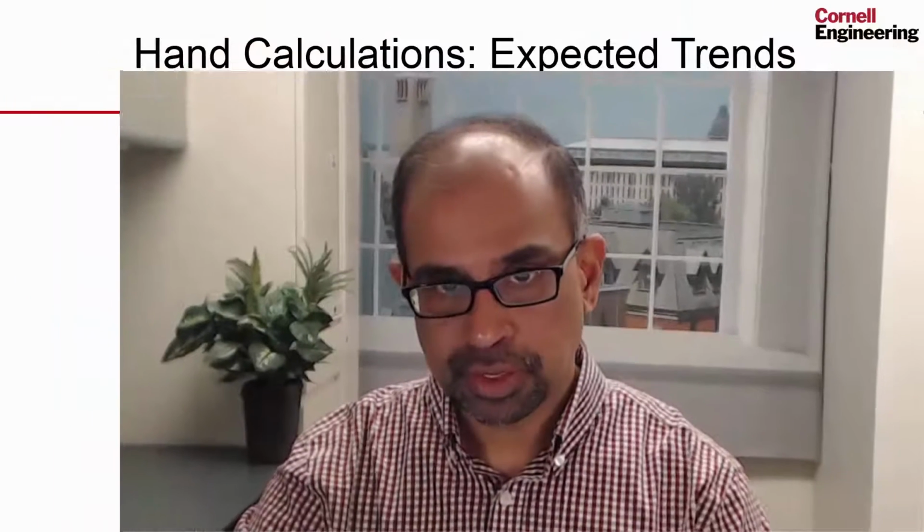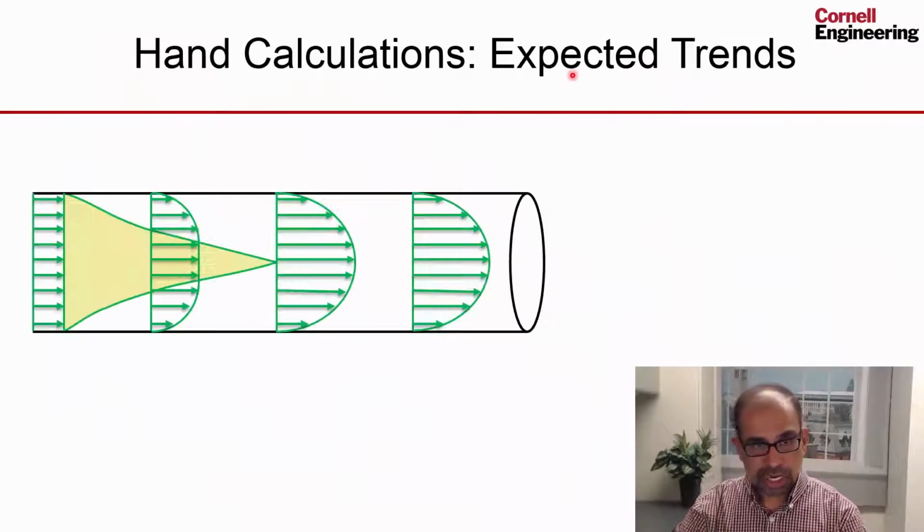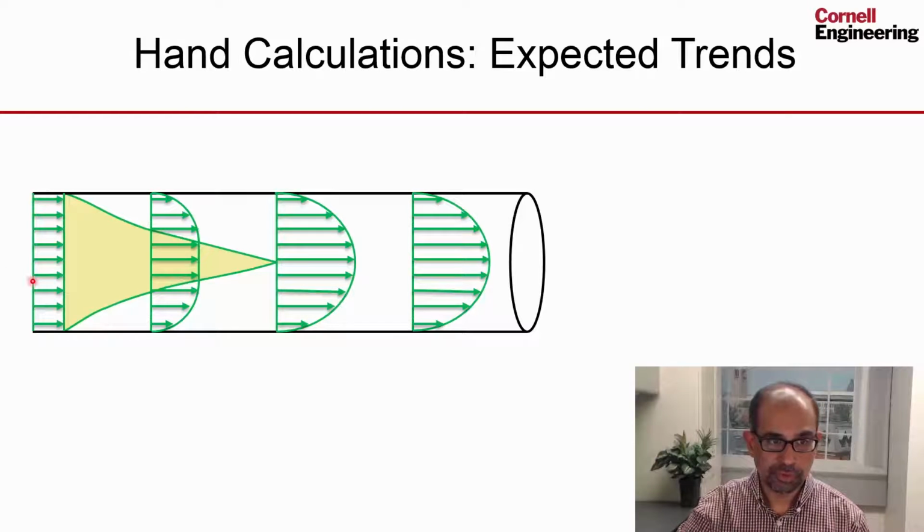We're going to move from talking about the numerical solution procedure to talking about hand calculations of expected results or trends. So we're moving to the third step of pre-analysis. The expected trends are shown in this graphic here. So the flow, we have a uniform velocity coming in. And as the flow moves into the pipe, the flow at the wall has to stick to the pipe. That's a no-slip condition.